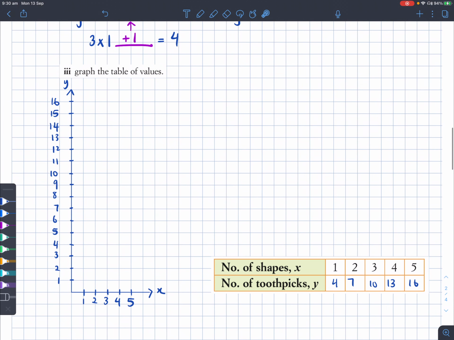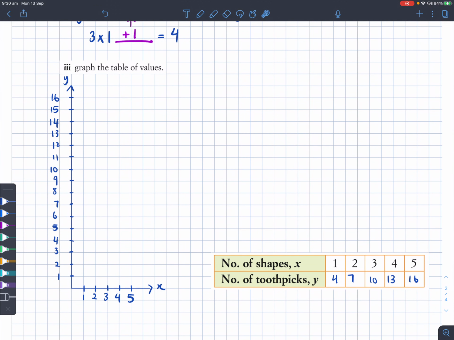So I've got my table of values down here. And this time, the y values here are not really multiples of a number. Okay, they do go up by 3 though. So the best way to actually draw this accurately is to go up by 1s. Okay, so it does use a little bit of your page. And you do the same thing for the y-axis as well as the x-axis. So let's now graph this out.